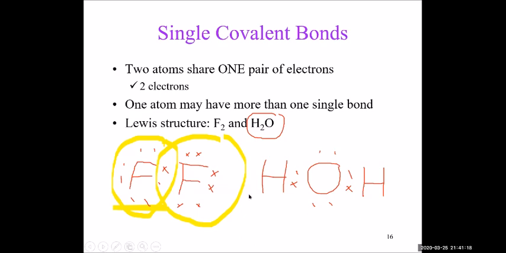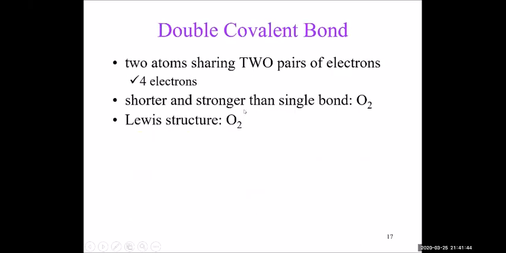Okay, any questions? So you can see, between 2 atoms they share only 1 pair of electrons. One pair of electrons will make it a single bond. We call it a single bond. One pair of electrons is a single bond. And between 2 atoms, they can share 2 pairs of electrons, more than just 1 pair.